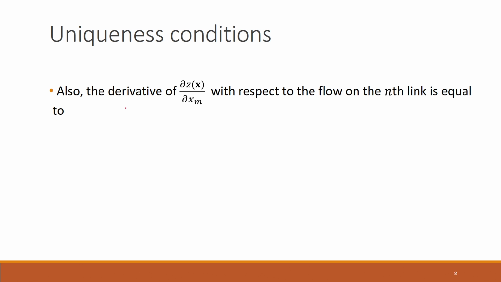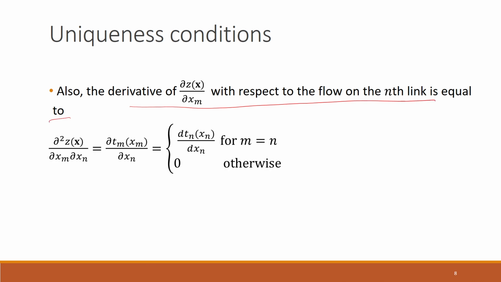So therefore, the derivative of this with respect to the flow on the nth link is equal to... So now we are determining the second derivatives. So if we are taking the derivative of Tm xm with respect to the flow on xn, now if m and n are different links, then this will be equal to 0.